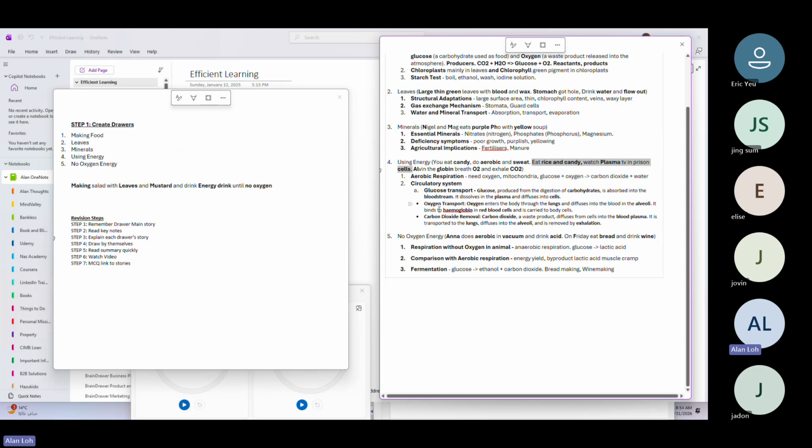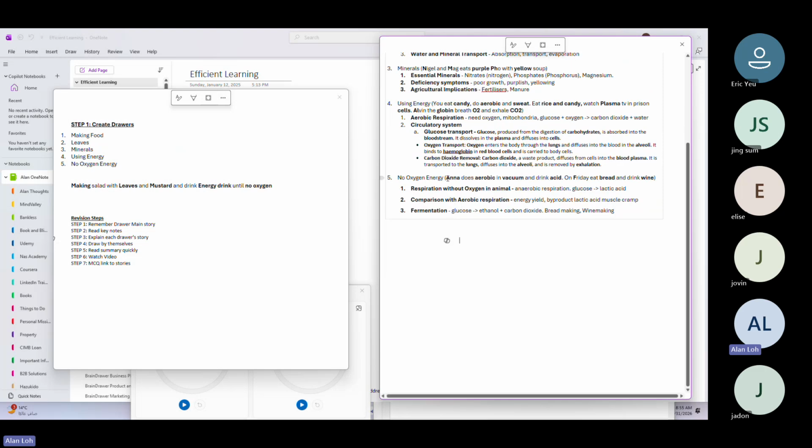Alvin, the globin. So Alvin is representing the alveoli, Al. Globin is hemoglobin, and breathe oxygen and exhale carbon dioxide, or vice versa. Breathe carbon dioxide and exhale oxygen. That is to represent the oxygen transport or the carbon dioxide removal.